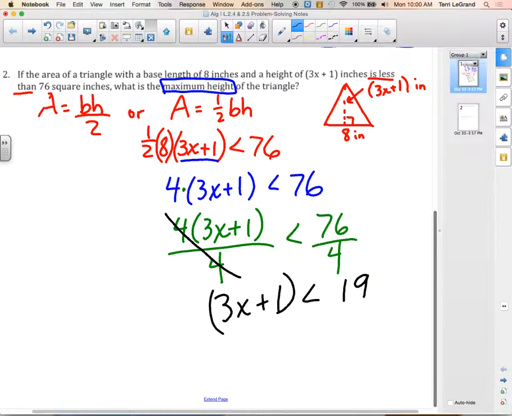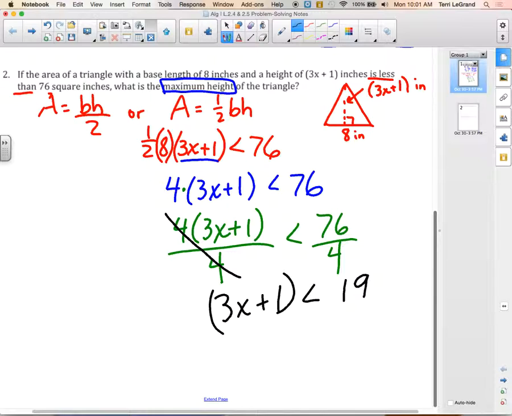This is the height. 3x plus 1 is the height, not x. Oh, x is equal to 6, but if we put it back in, we're just going to get 19 again. So do we really need to know what x is? Does it say what is the maximum value x can be? Is that what it asked? No, it asked what is the maximum height of the triangle.